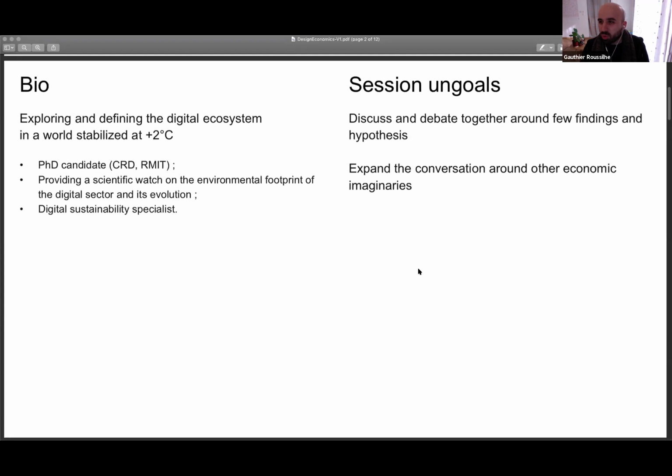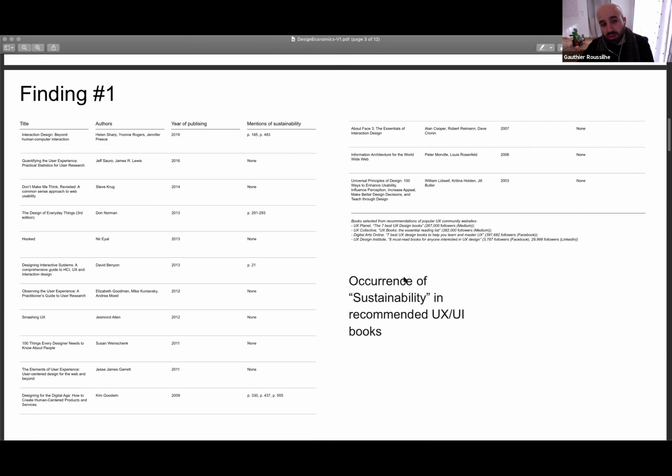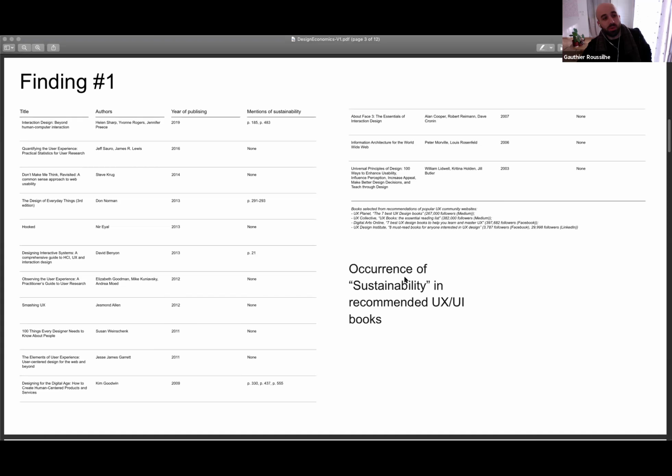I also want to expand on what we can do if we look at the digital sector through another economic lens, trying to get out of gross economics and looking at maybe degrowth or doughnut economics. But I'm not very good on this topic, so I really count on you to push it further. I will just show you some findings, and you will tell me if you find them interesting or not.